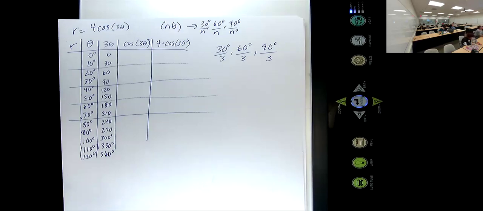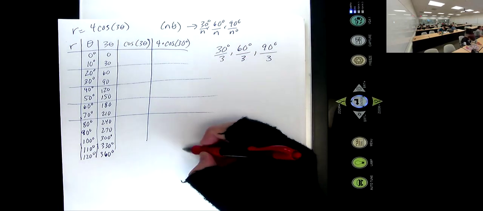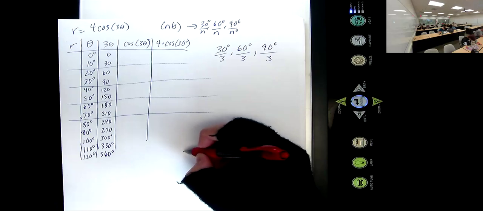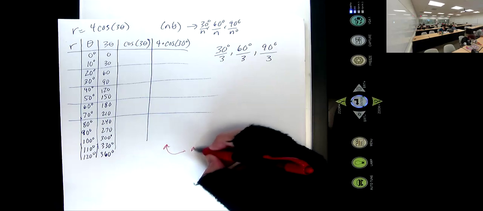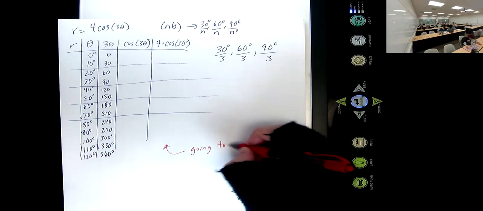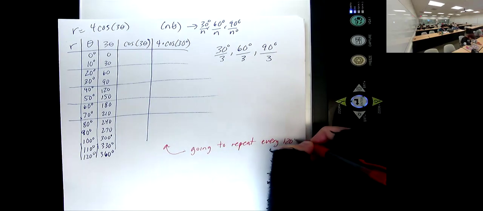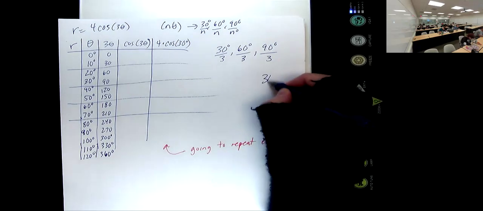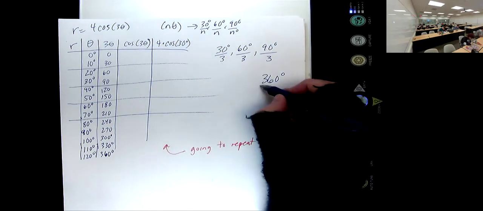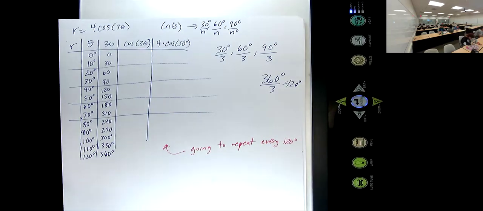So whatever sequence we get here, these values are going to repeat every 120 degrees. And the easiest way to see that is, what's the full circle? The full circle is 360. I'm gonna divide that by 3 and I get 120. So you can see where the stopping point is right there.